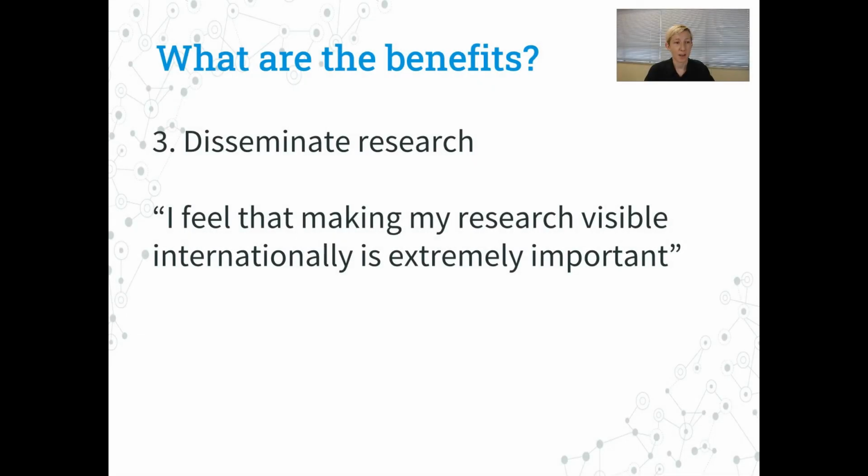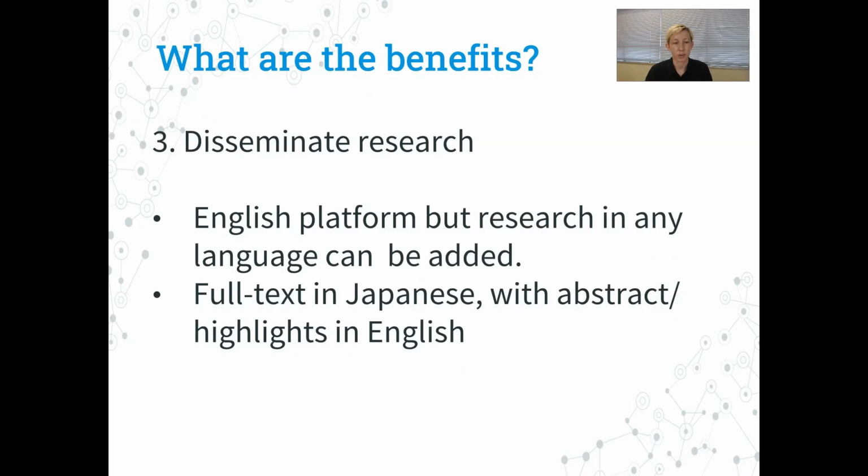So our next benefit is about disseminating our own research. So not just getting the research of others, but sharing what we are doing and what we've done. Making our research visible internationally is very important for many researchers, particularly in Japan. Of course, we are often required to use Research Map to disseminate our research, but it's a domestic academic social network, and so ResearchGate has the potential to reach researchers in many different contexts, in many different countries.